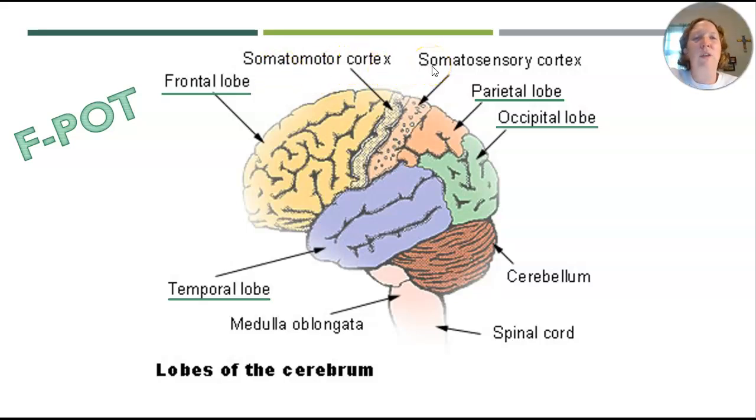Then the next box over is the somatosensory cortex, which is part of the parietal lobe. Behind that is the occipital lobe. And then the final label, ignore the stuff on your paper, but the final lobe is the temporal lobe.